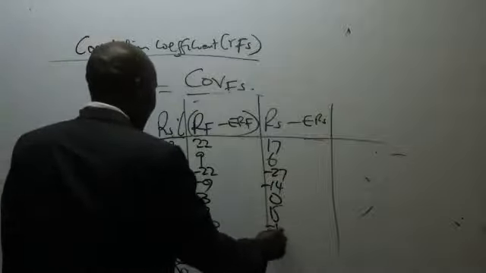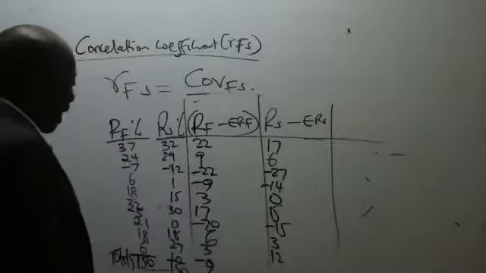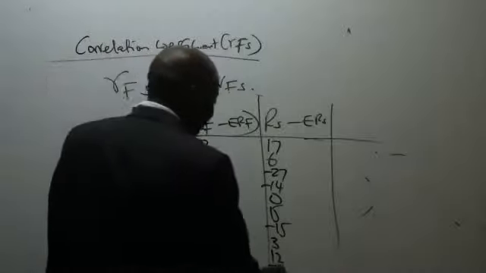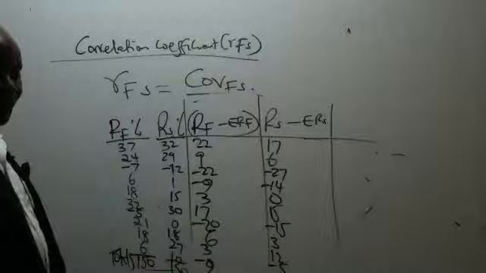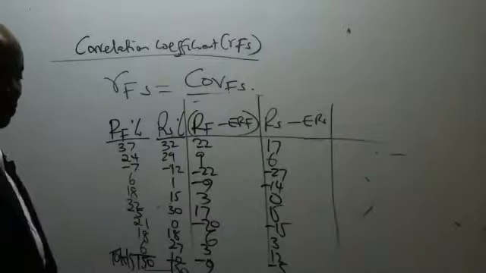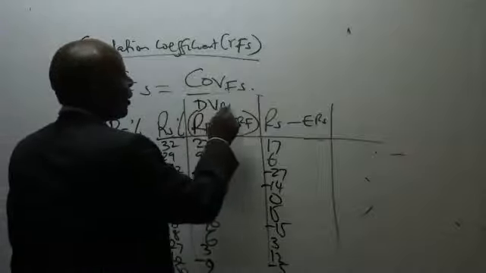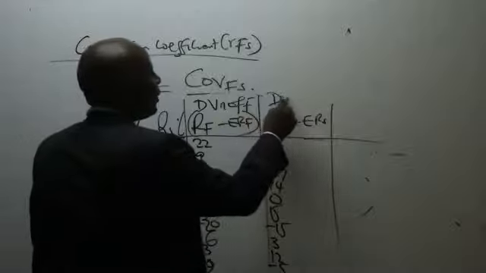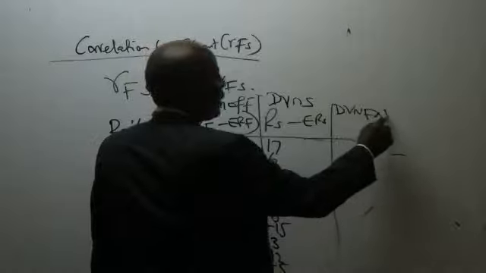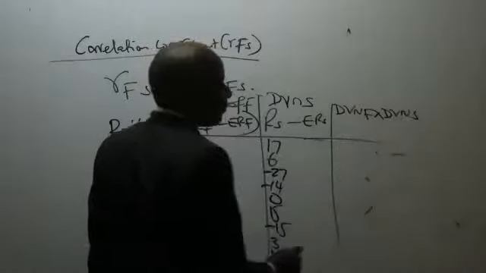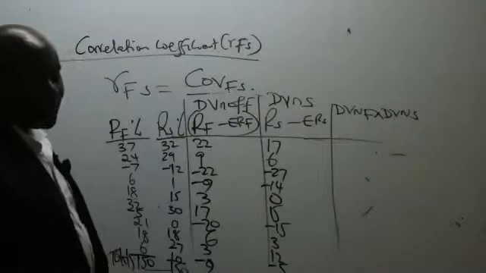Then we have minus 15. Then we have 3. Then we have 12. And then lastly, if that is 10, this should give us minus 5. Now from there, I know what should follow. If this is my deviation of F, and this is my deviation of S, what I need to do is create a column here for deviation F times deviation S. Please create a column for the two. Deviation F times deviation S.